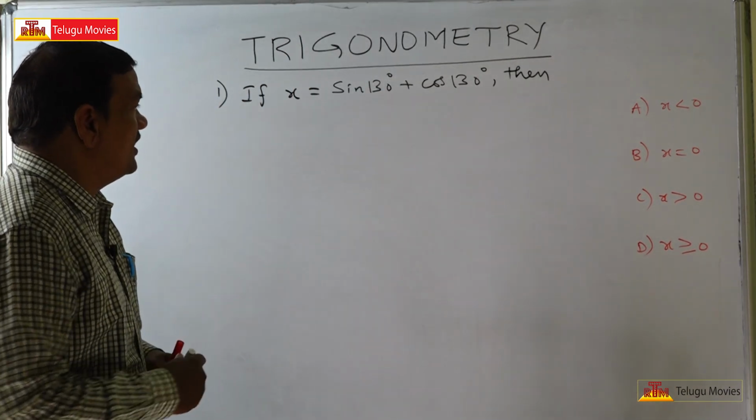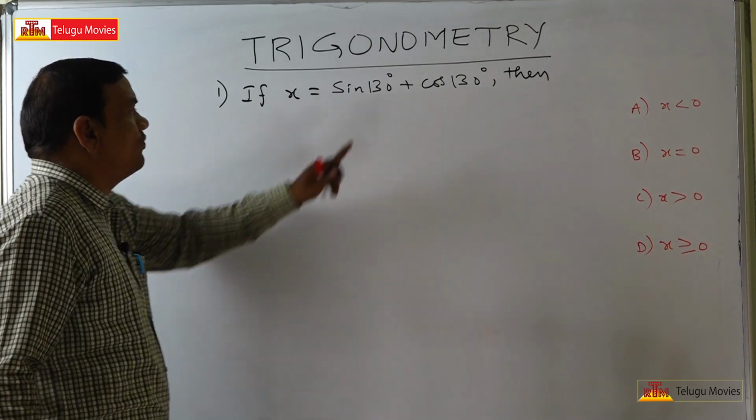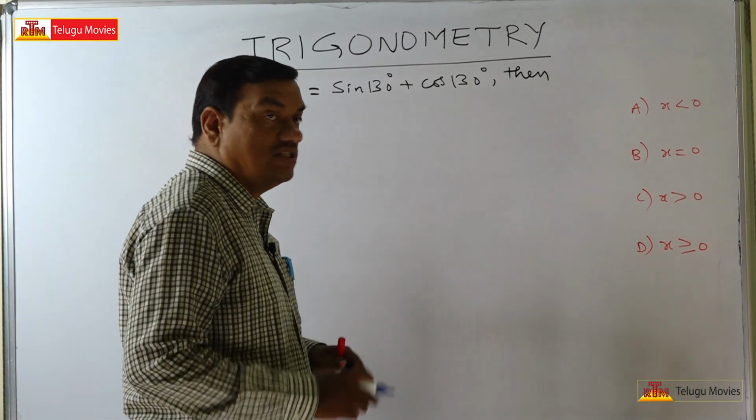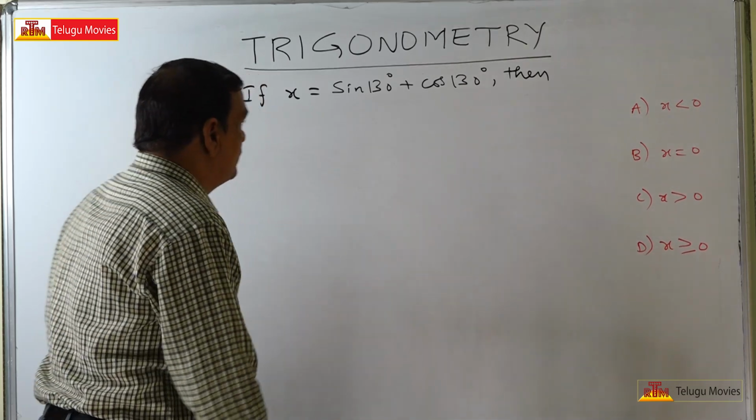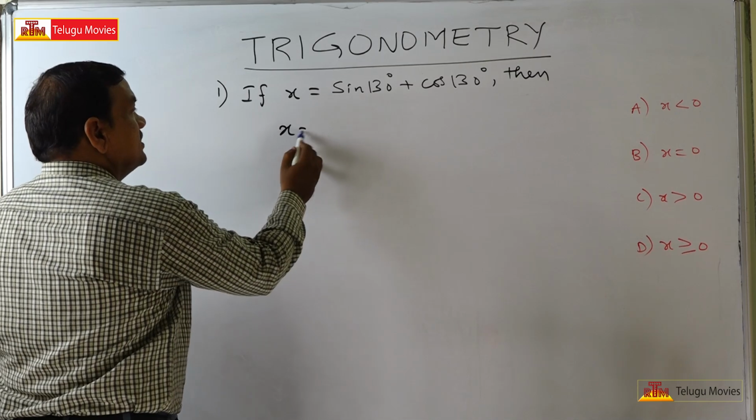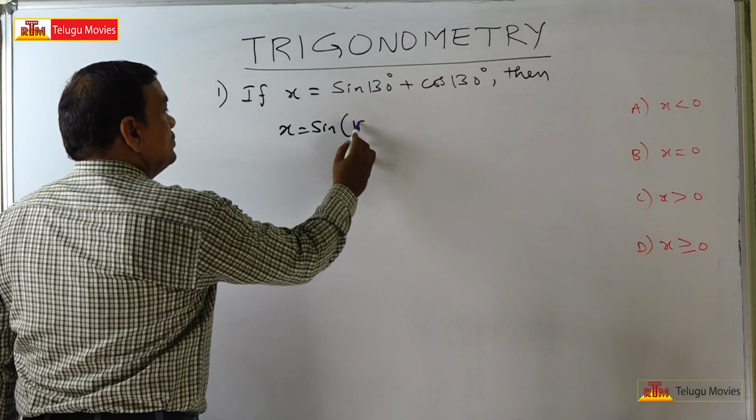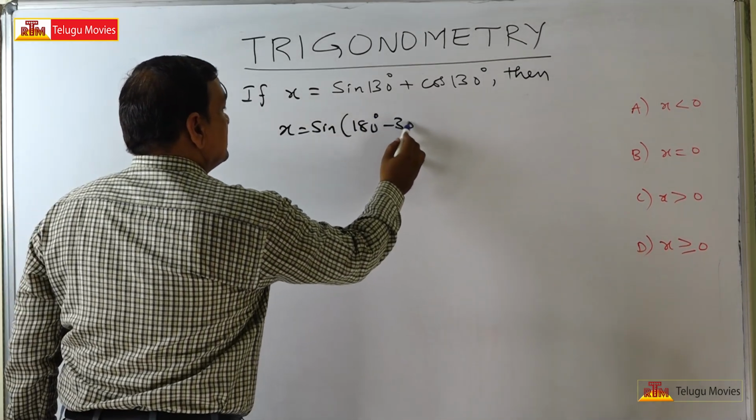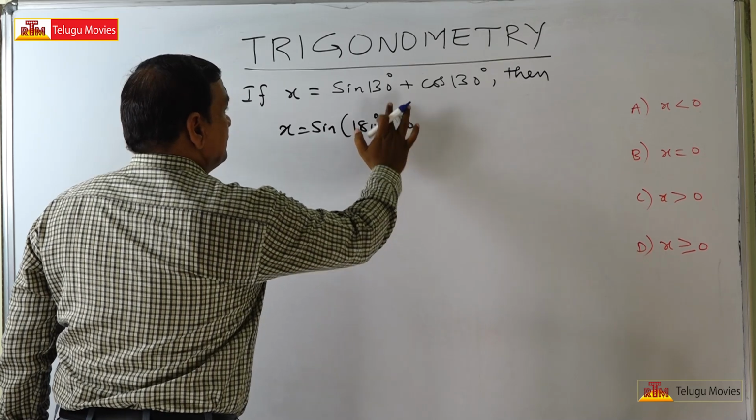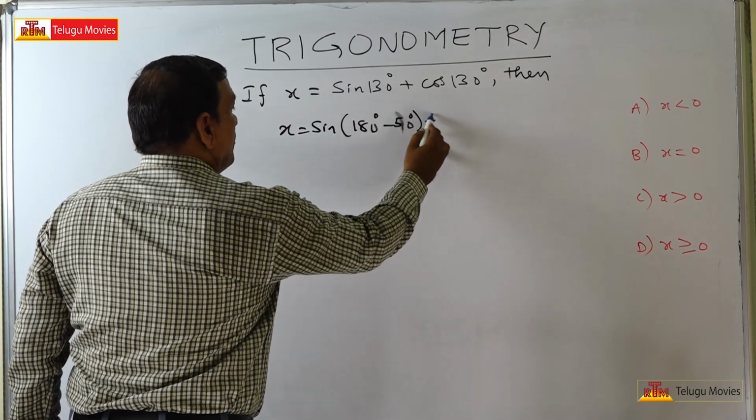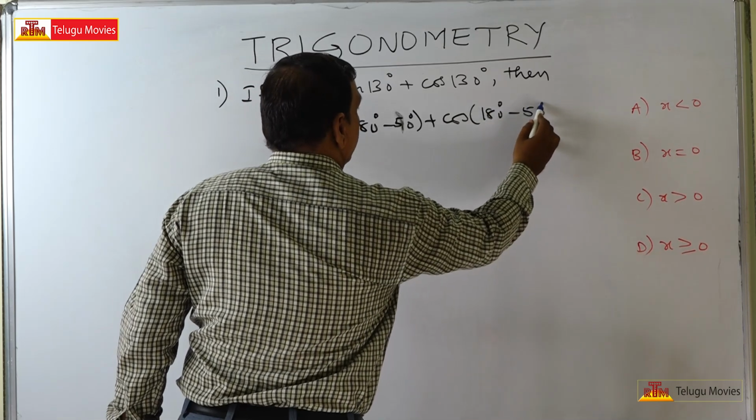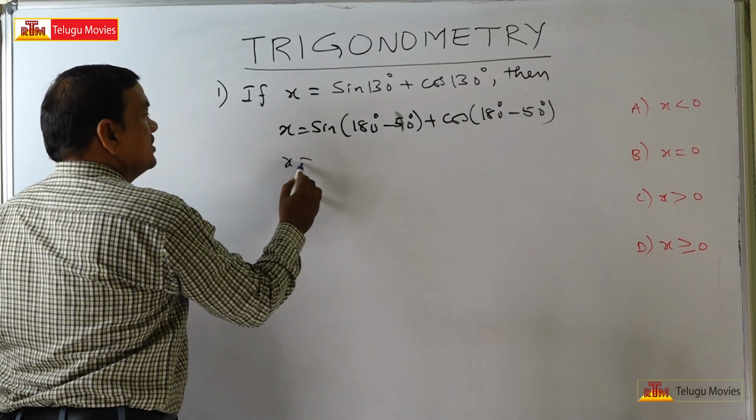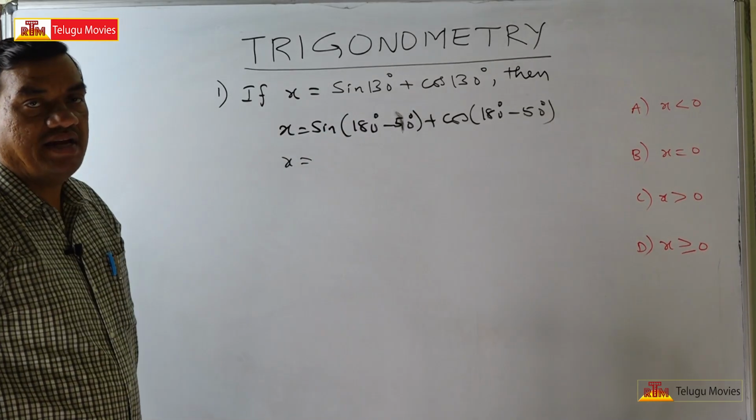First of all, 130 degrees and 130 degrees are obtuse angles, so let us convert them into acute angles. So x is equal to sine of 180 minus 50 degrees plus cos of 180 minus 50 degrees. So x is equal to sine of 180 minus theta.